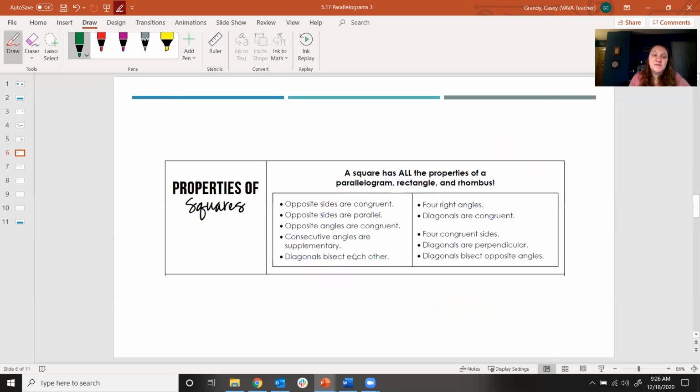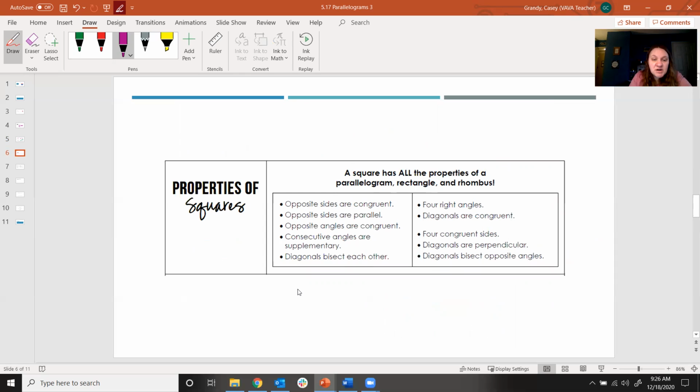With our rhombi, we also have squares. And now a square is very special because a square has all of the properties of a parallelogram, all of the properties of a rectangle, and all of the properties of a rhombus at the same time. So those are listed here for you.